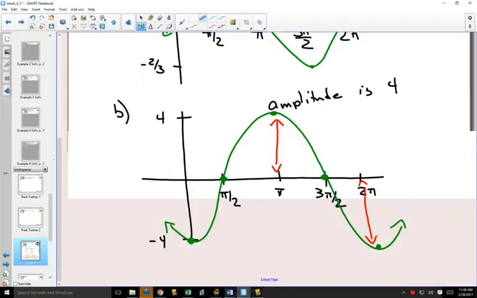Okay, the questions you can do for this one are 3a and b, 4, 5, and 9.